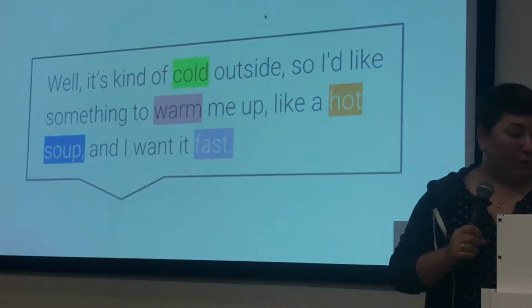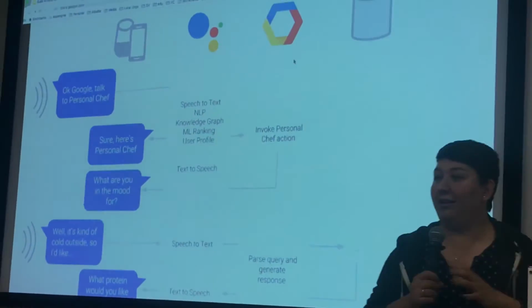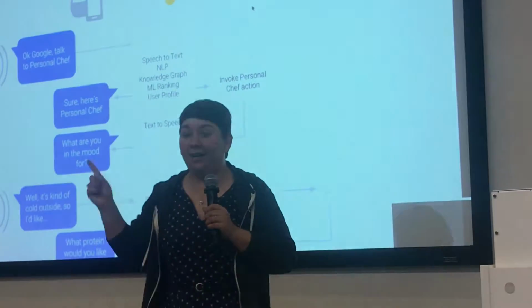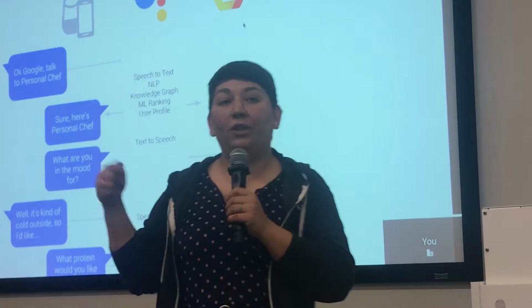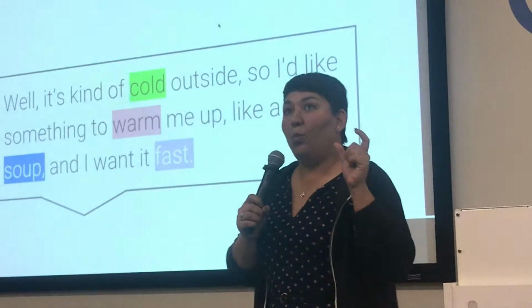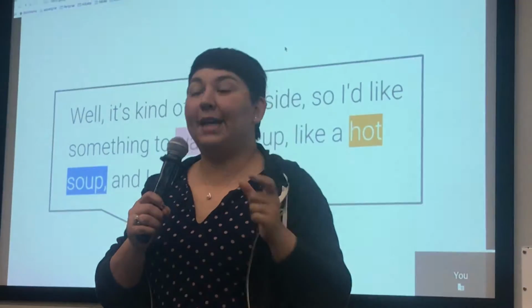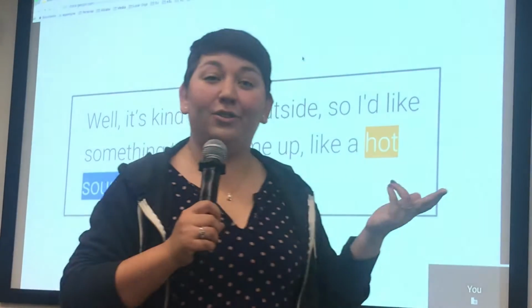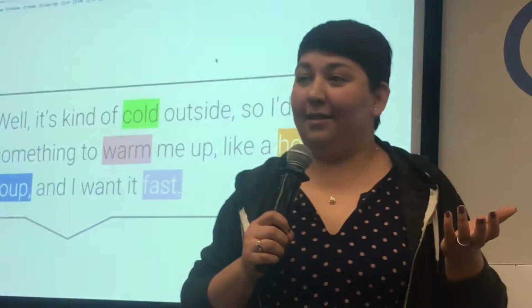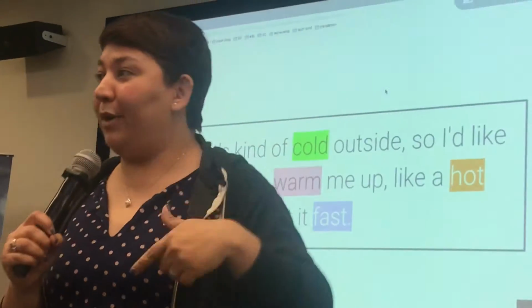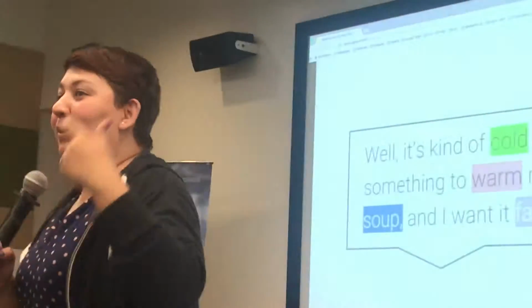From the slide before, all you're receiving is the raw speech. So we have to figure out what the user actually wants. In the demo that we had, this is what Wayne had actually said: "Well, it's kind of cold outside. I'd like something to warm me up. I like a hot soup, and I want it fast." For a computer, imagine trying to write a regex expression to pull out what the user really wants. That could be really complex.